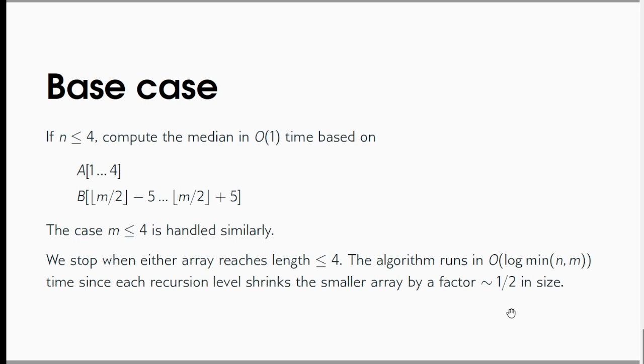So what is the running time? We stop when either array reaches length less than or equal to 4, and the algorithm runs in log of min of n and m time, because in each recursion level we shrink the smaller array by a factor of roughly a half. That's why we have such a running time.